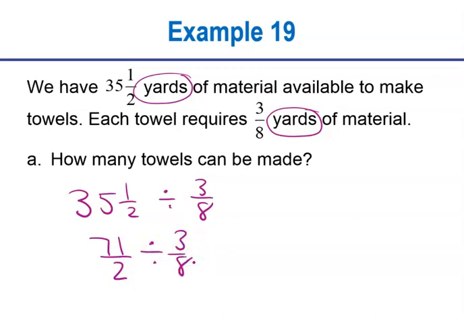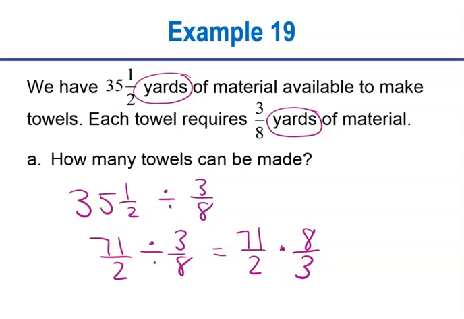Now, the next thing is, how do you divide fractions? If you'll recall, keep, change, flip, right? You keep the 71 over 2, you change division to multiplication, and you multiply by the reciprocal of your divisor, which would be 8/3.